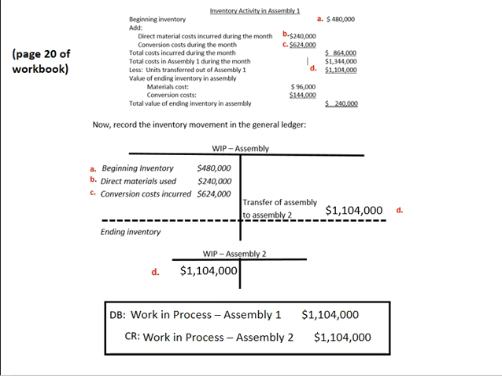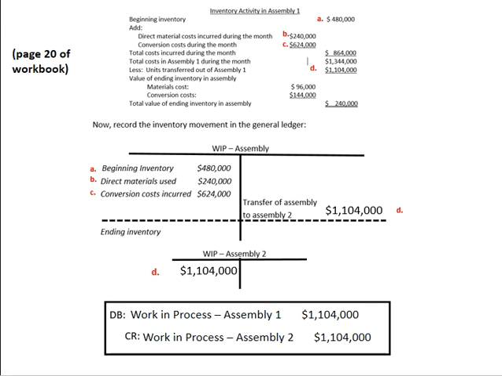And you can see here's our debit work in process, and basically there's an error here that should be a debit to work in process assembly 2 and a credit to work in process assembly 1. So again, I repeat, that should be a debit to work in process assembly 2 and a credit to work in process assembly 1. And what you can see here is, again, the $1,104,000 came out of assembly 1 and was debited into work in process assembly 2. So with that, that's the end of that particular example.